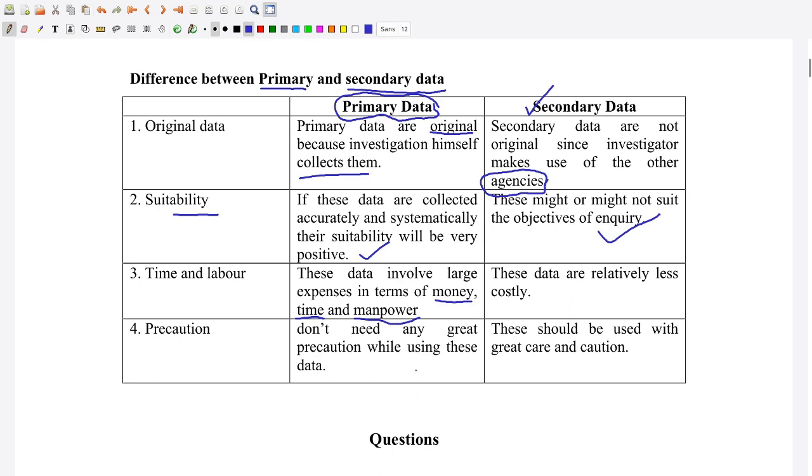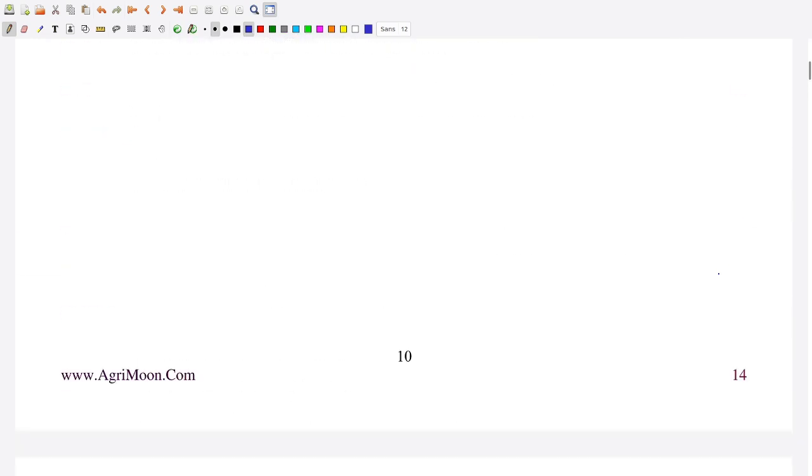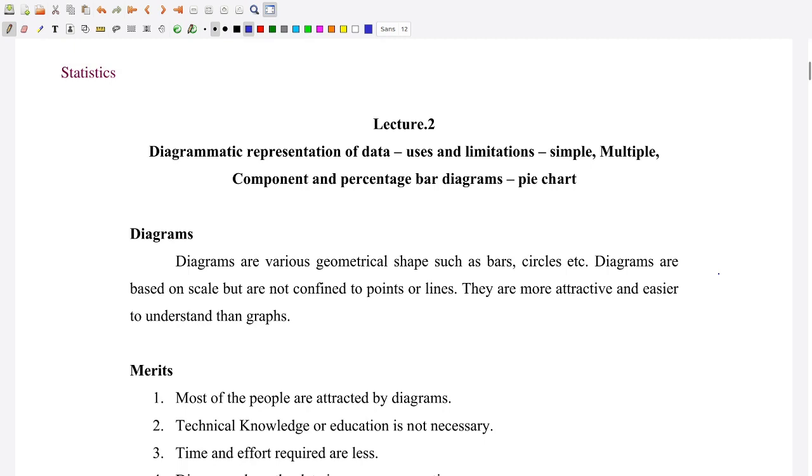For primary data, there is no precaution required because you are the one collecting that data, whereas in secondary data you should take great care and caution about the data because it is not so reliable. So I hope you understood the concept of primary and secondary data, and their limitations and uses according to various different needs. So let us now move on to the next component.